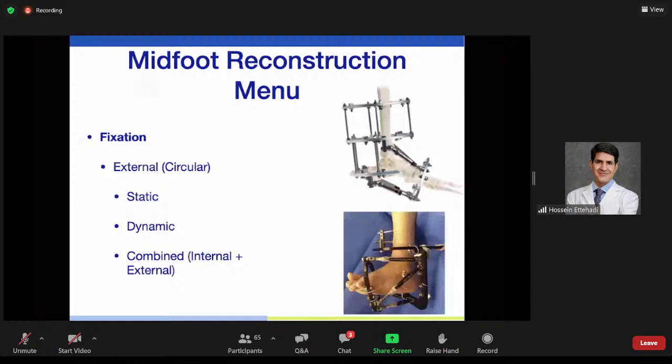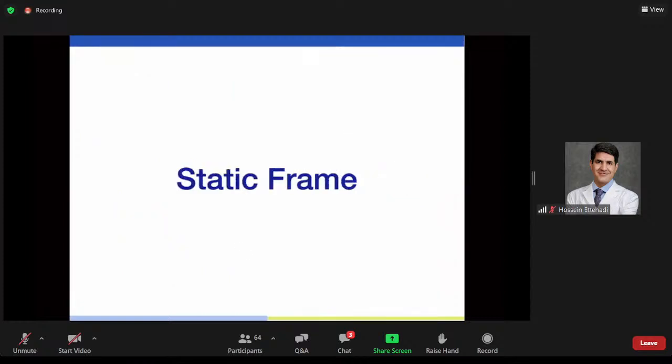For external fixation, we have 3 types of constructs. The static construct is a frame that we're just going to use for fixation, that's not going to have secondary movements or secondary distraction. The dynamic external fixation classically involves the hexapod, and then there is a combined approach using internal and external fixation.